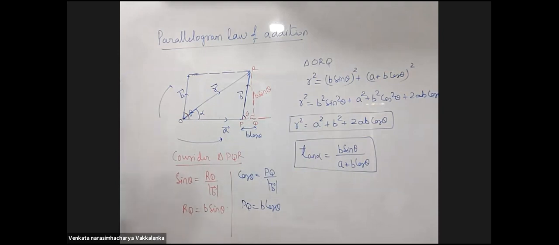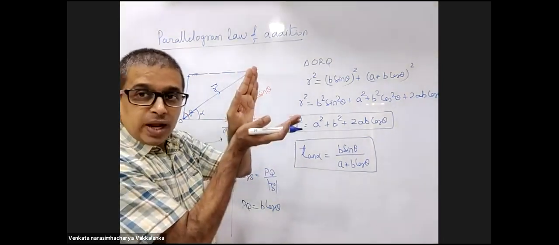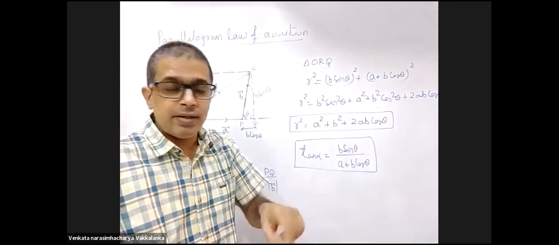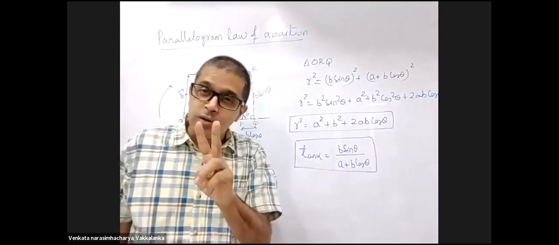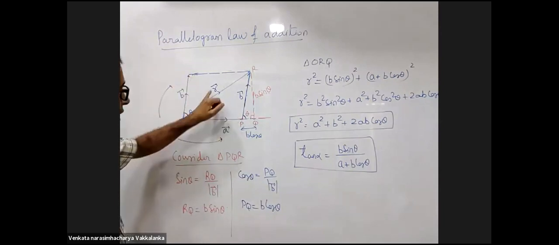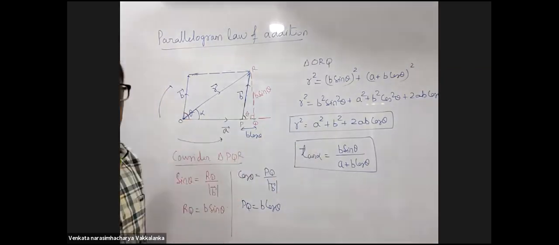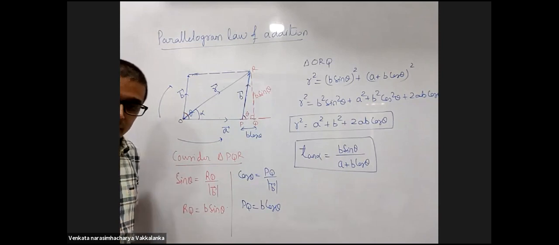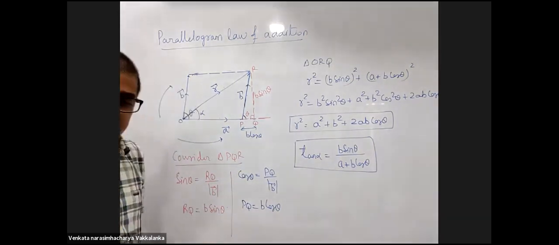So whenever they give you two vectors, and if you can represent them as two adjacent sides of a parallelogram drawn from a point, then the diagonal drawn from the same point is the resultant. There are two diagonals in a parallelogram. Do not by mistake take the other diagonal. Is this clear till here?